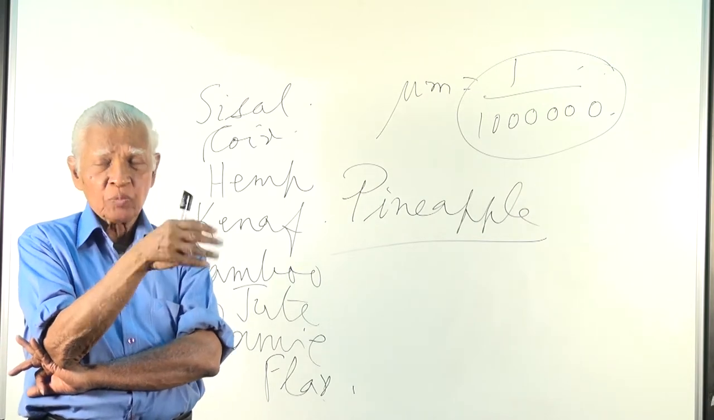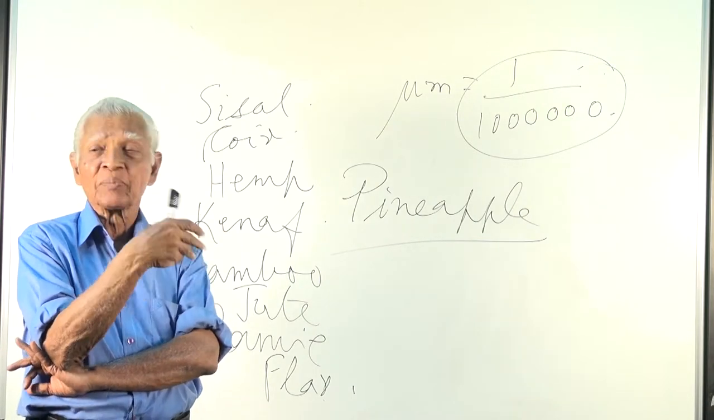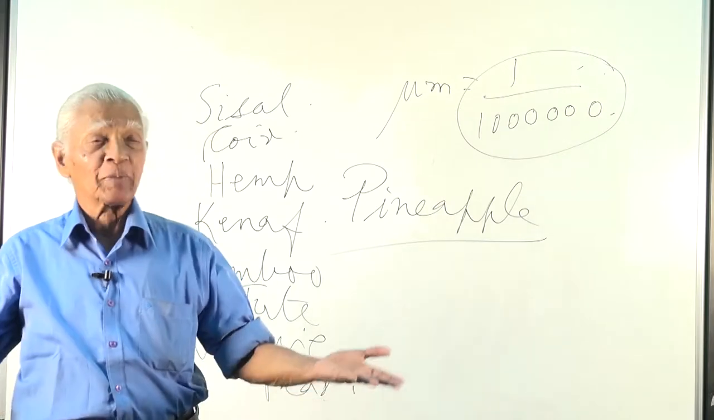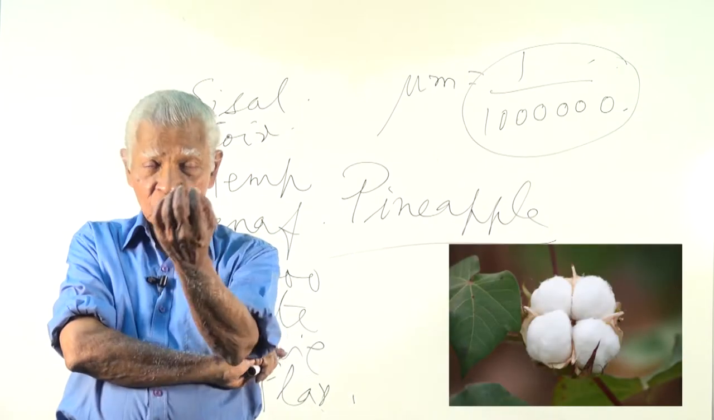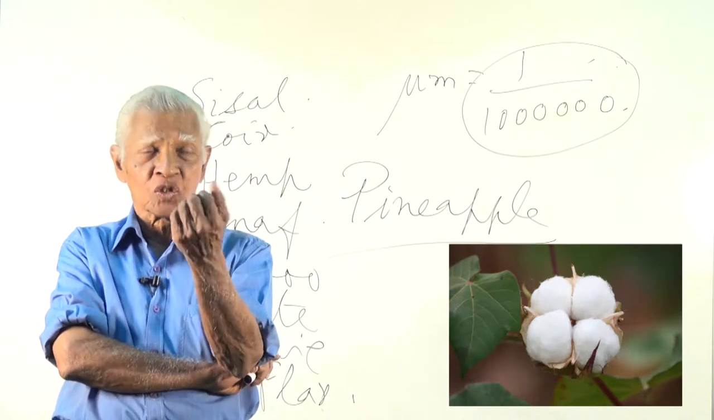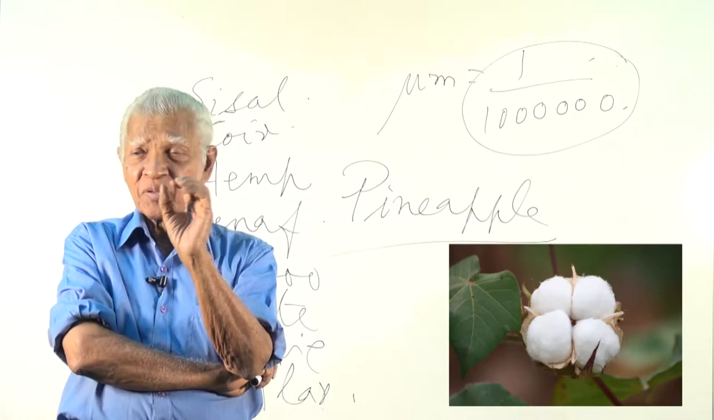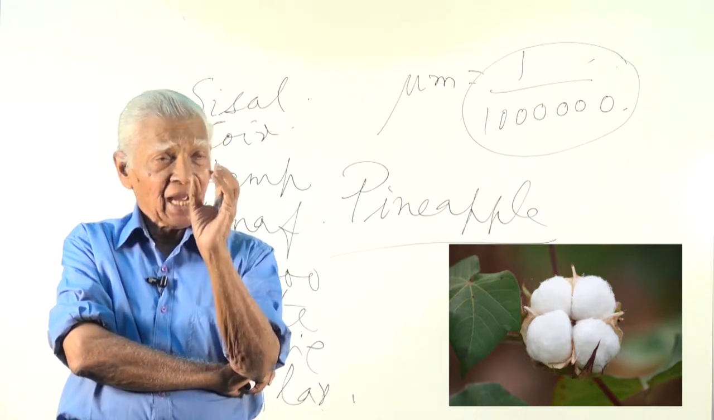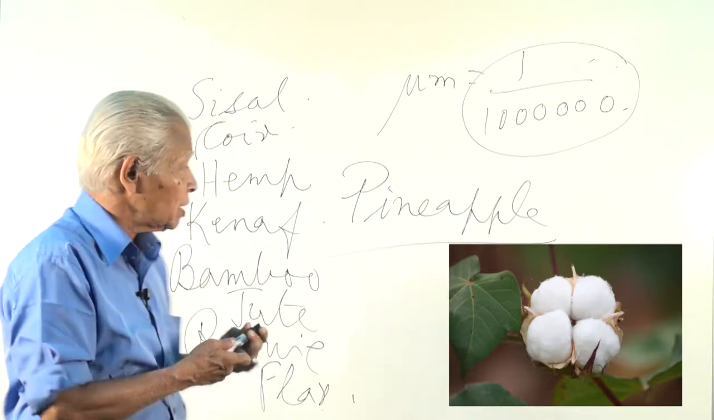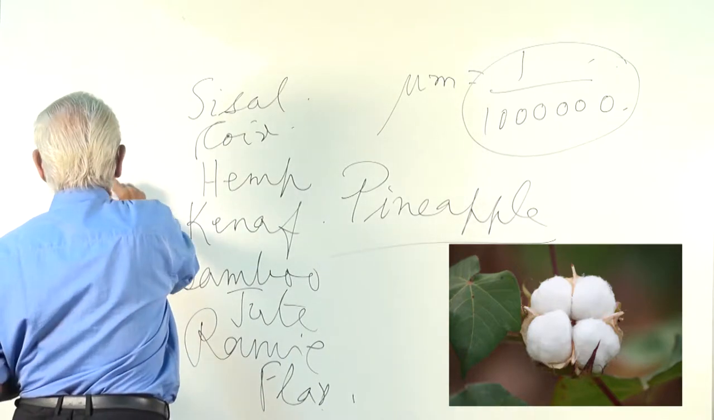How cotton is produced and then used for the production of yarn. Let us spend a few minutes on these aspects. Cotton is a plant which is grown, and as the plant develops, the flowering starts, and after the flowering, we get a boll, B-O-L-L.